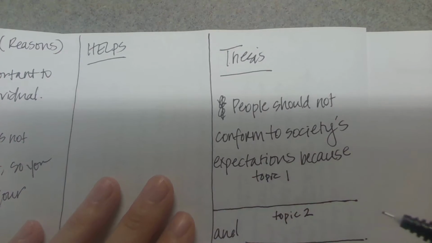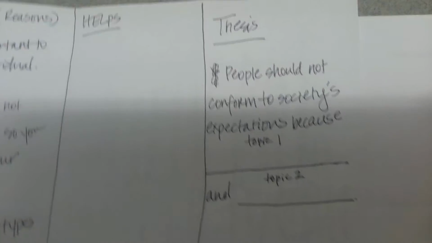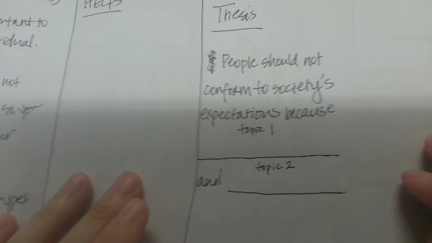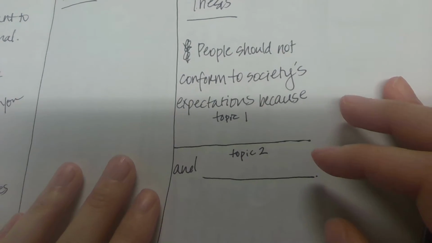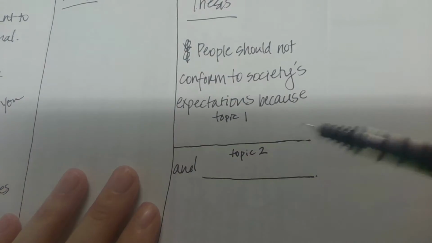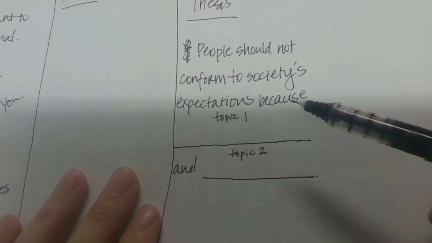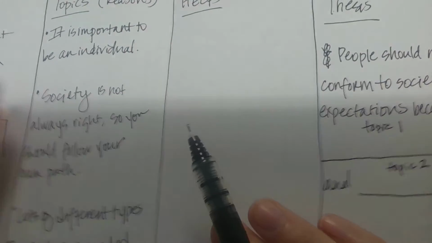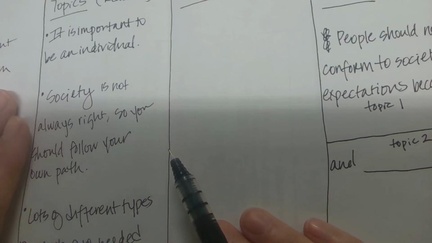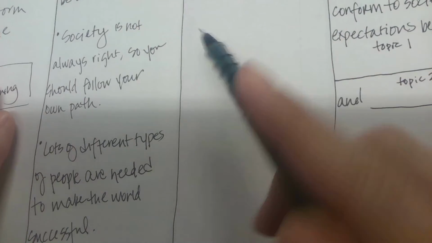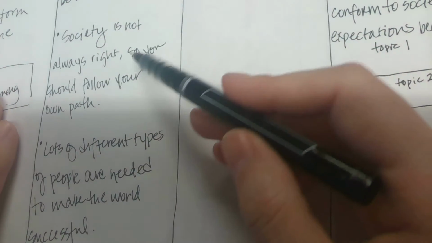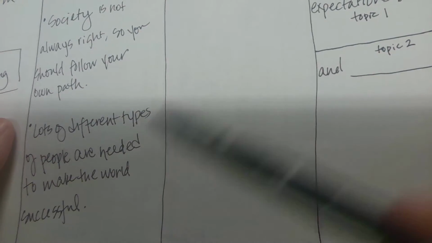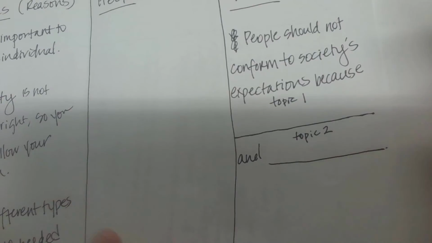Now this may seem a little formulaic, but until you get really comfortable with the persuasive writing task and writing thesis statements, it's best just to keep it simple and make sure that you actually do express your position. Because if you don't have a thesis statement, it's going to be really hard for you to make up for that later in your essay. So I have these 3 different topics, and I really only need 2. And I think my best ones are probably my second 2, that society is not always right, so you need to follow your own path, and lots of different types of people are needed to make the world successful.